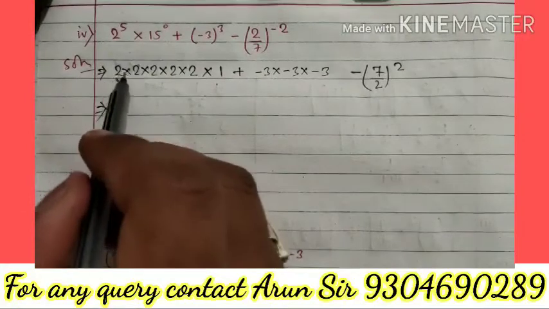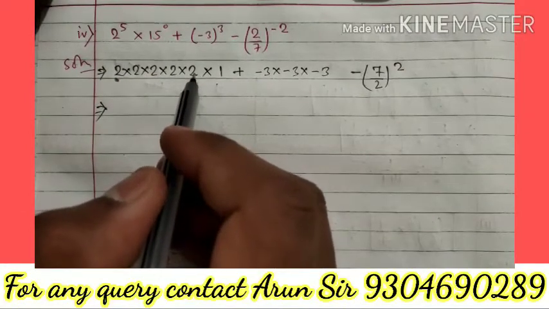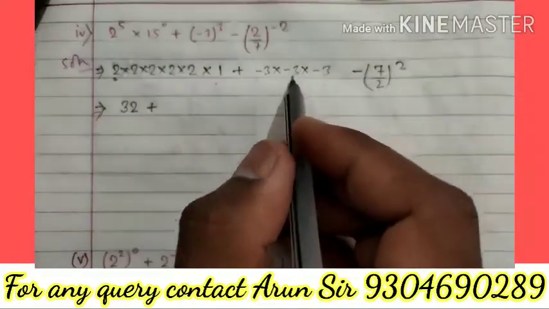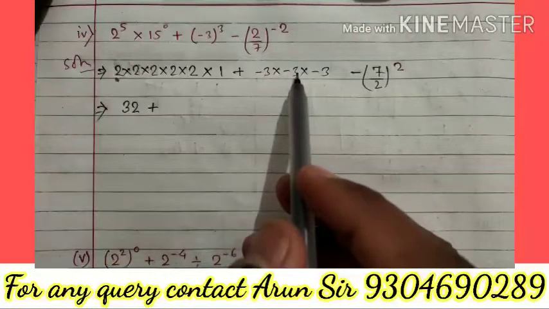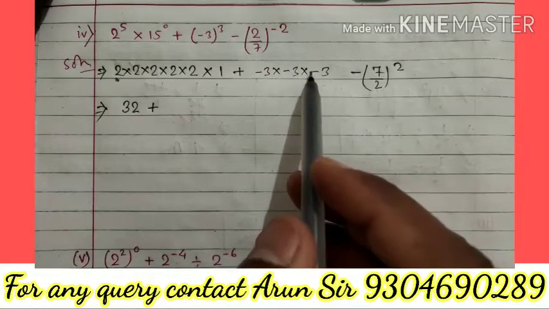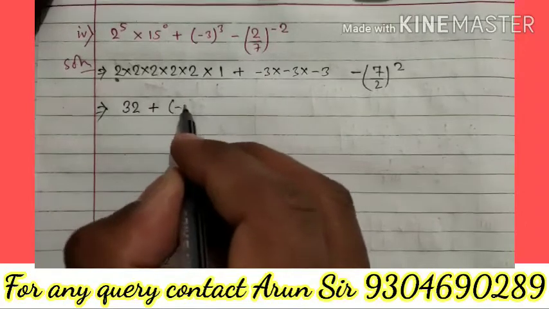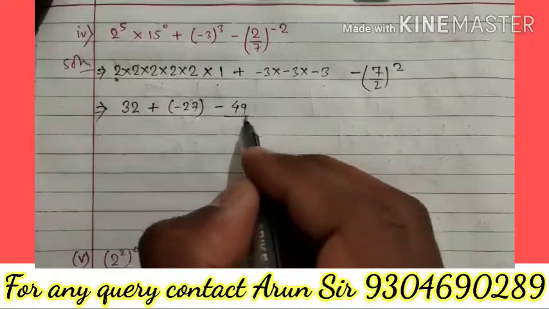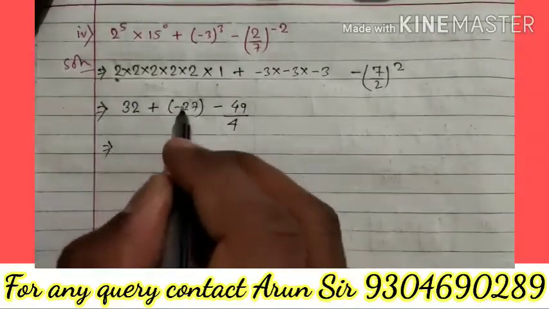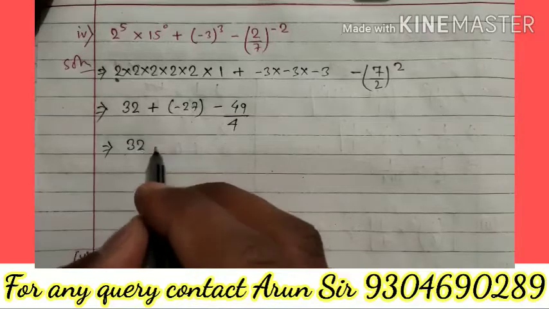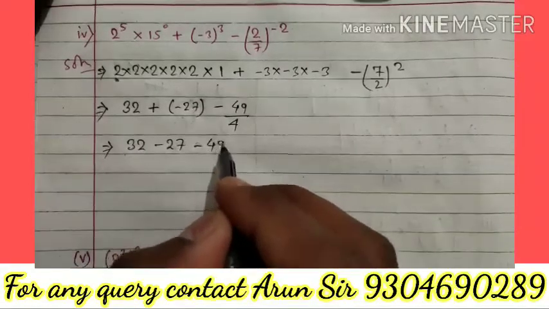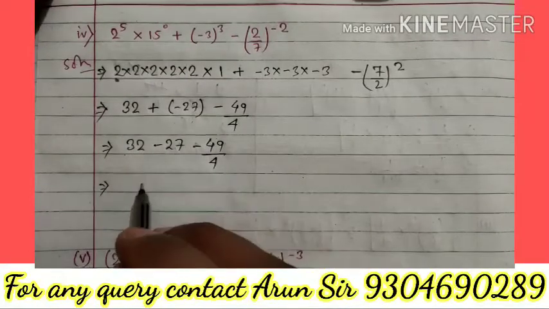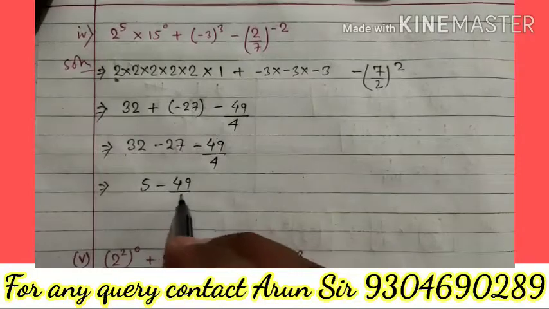Now we will multiply 2 2 is 4, 2 4 is 8, 2 8 is 16, 2 16 is 32, 32 1 is 32, plus minus 3 into minus 3, minus into minus plus, 3 3 is 9, 9 into minus 3, 9 3 is 27, and plus into minus is minus. It will be minus 27 minus 7 7 is 49 by 2 2 is 4. In the next step we will open this bracket. 32 plus minus minus 27 minus 49 by 4. Here we will subtract these two. 32 minus 27, it will be 5 minus 49 by 4.